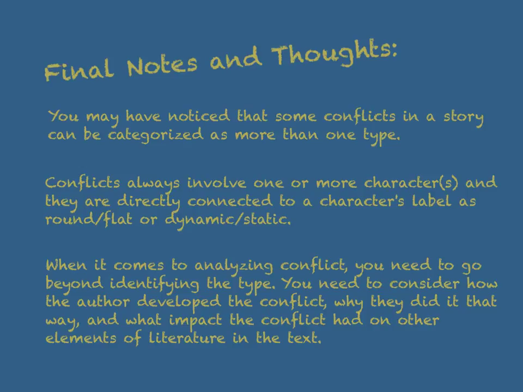A second thing is that conflicts always involve one or more characters, and they are directly connected to a character's label as either round or flat or dynamic and static. We've already reviewed characterization. Most likely, if you have a character in the text that has a conflict, they're probably a round character. Flat characters may be involved with a conflict, but it's not their particular conflict. The text of the book, the descriptions, does not describe or examine how that character is dealing with that conflict.